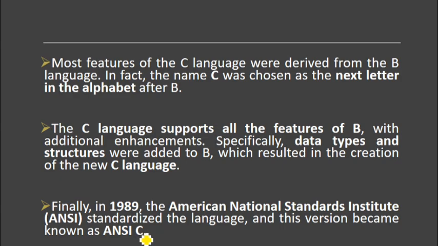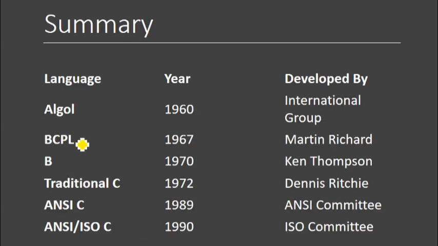Summary: the ALGOL language was introduced in 1960 by an international group of 6 members, and the basic combined programming language was introduced in 1961 by Martin Richards. After that, the B language was introduced in 1970 by Ken Thompson. After that, the traditional C language was introduced in 1972 by Dennis Ritchie. After that, it was standardized as ANSI C in 1989.